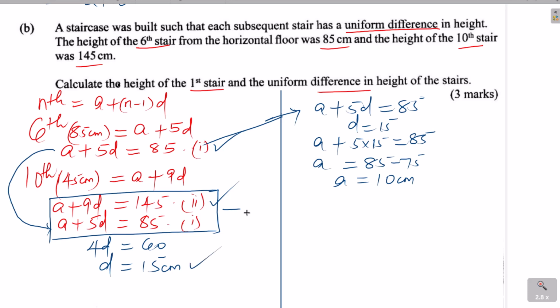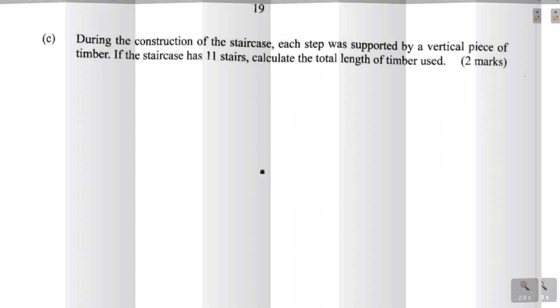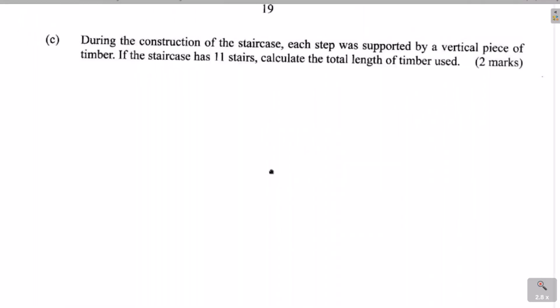So the question is, calculate the height of the first stair and the common difference. So we have it already. So here is the uniform difference, then the first stair. That is the height of the first stair given there. So that is how we work that out. We go to the next part. During the construction of the staircase, each step was supported by a vertical piece of timber. If the staircase has 11 stairs, calculate the total length of the timber used.